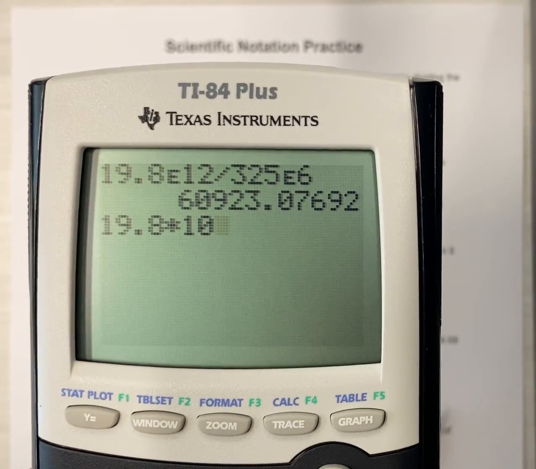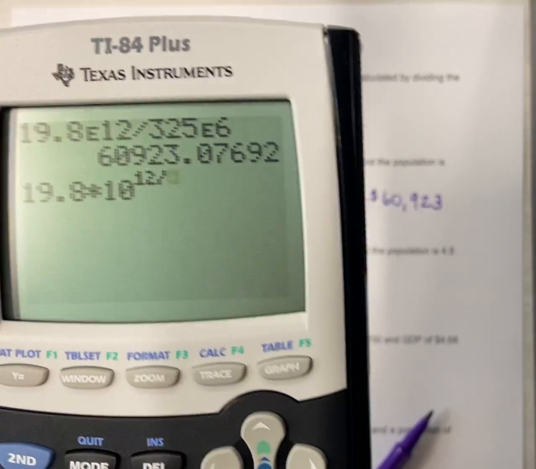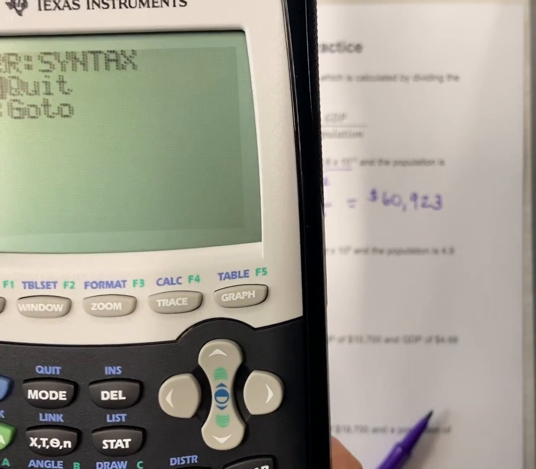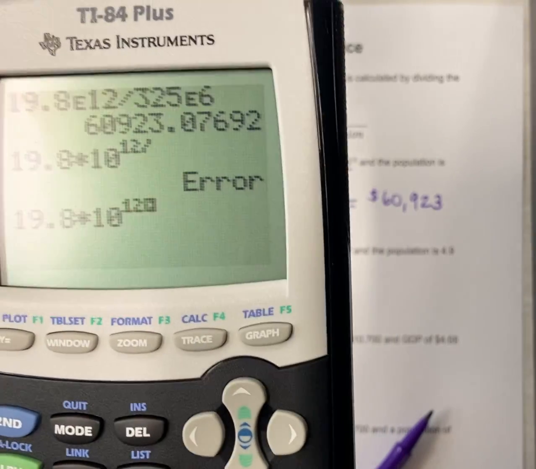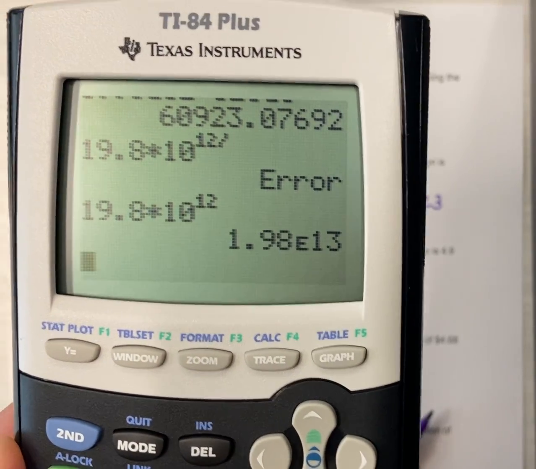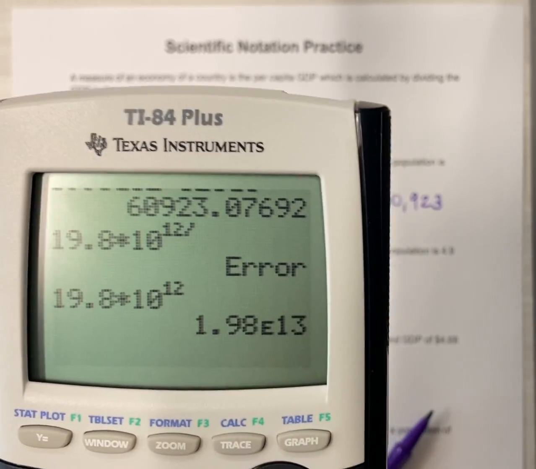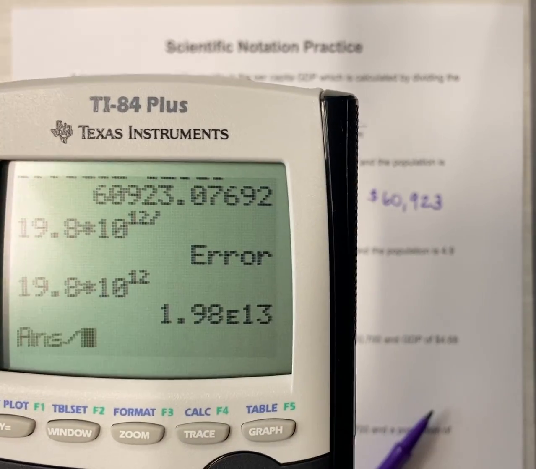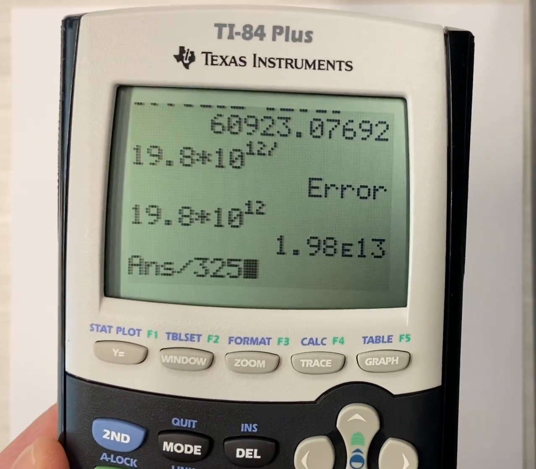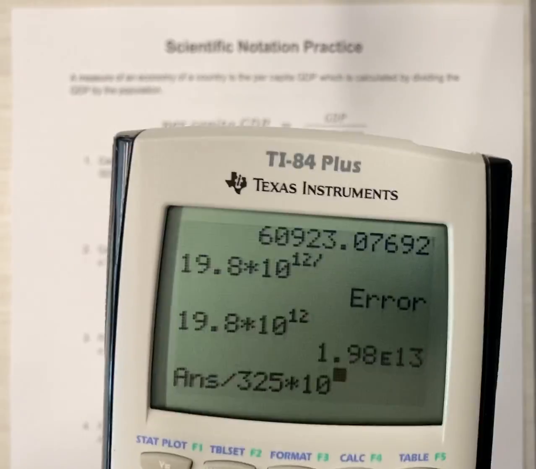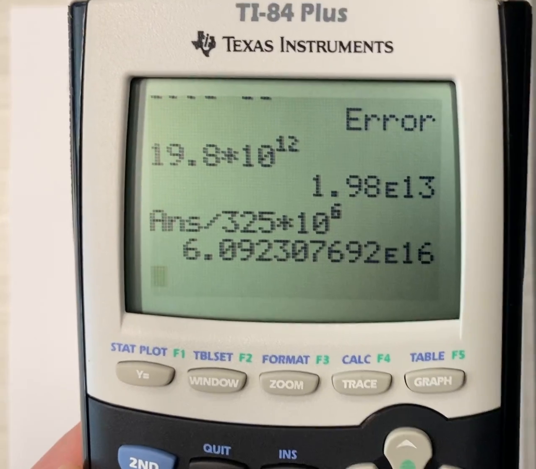I'm going to show you a way students often do this instead, is they do 19.8 and then they do times 10, and then they use the caret here, times 10 to the 12th, and then they hit enter. Oops, can't do that. So 19.8 times 10 caret 12, and they hit enter. Now, what happens is, you can see how it just put it in scientific notation for me. So I'm going to now divide that by 325, and I'm going to go times 10 caret 6. If I hit enter now, okay, notice the answer I get.